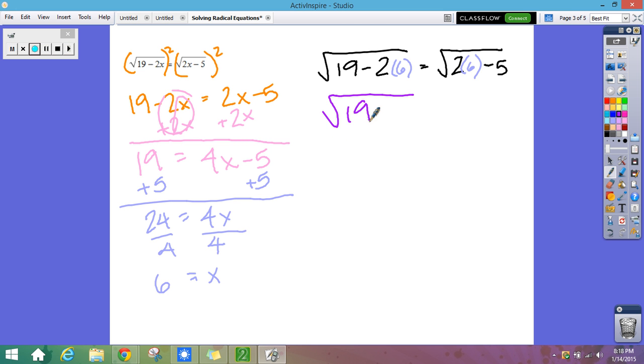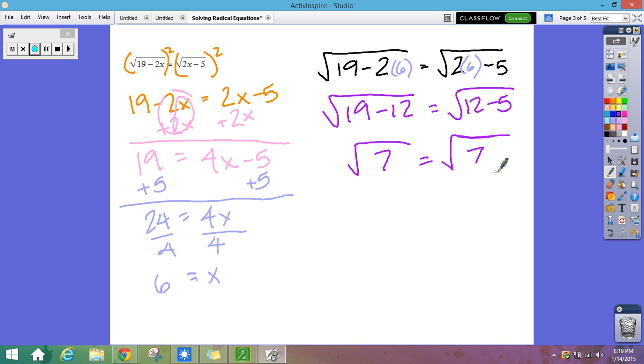19 minus 12 equals the square root of 12 minus 5. 19 minus 12 is 7, and 12 minus 5 is also 7. So we get the square root of 7 is equal to the square root of 7. That's a true statement. So we know this solution is valid.